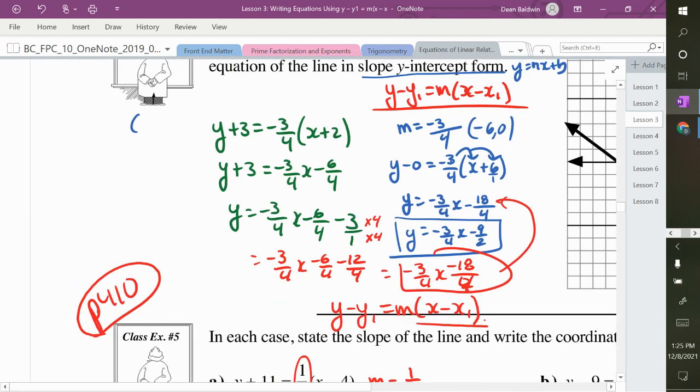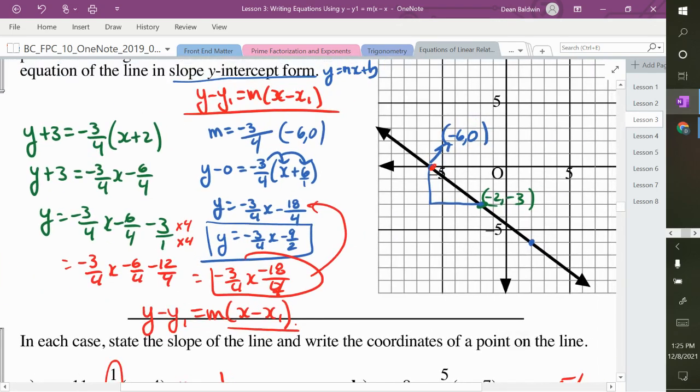Okay? It's more work if you don't choose one that has 0 in it. That's the short method of that. If you can, choose a point that has 0 as the x or the y coordinate. Okay?